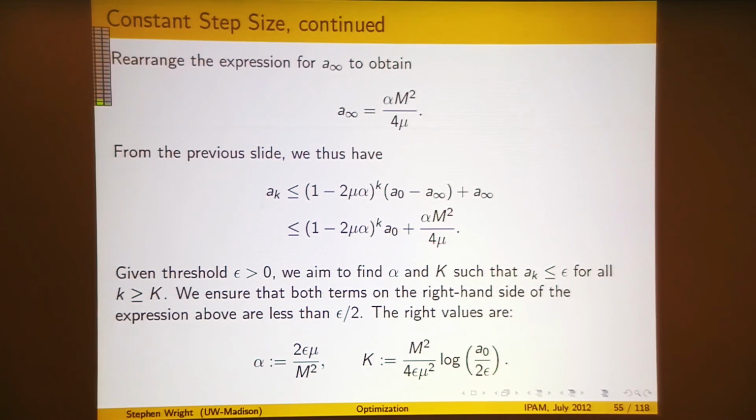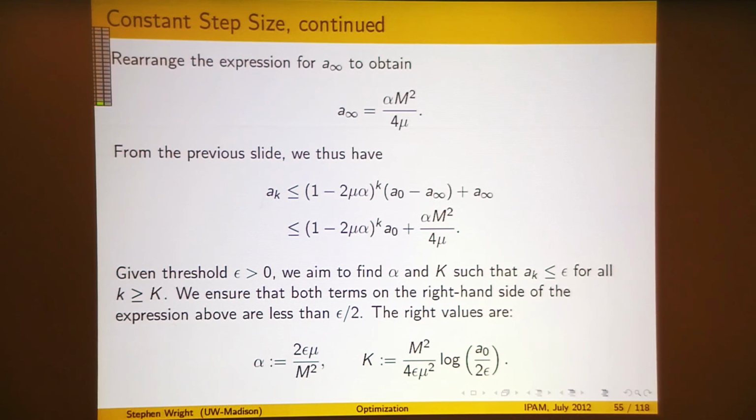To make this term less than epsilon over 2, this is how I choose alpha. Very, very simple. There's no K here, right? So I just choose alpha to make, you can easily see that if I plug this alpha into here, I get epsilon over 2. So that part's really easy.